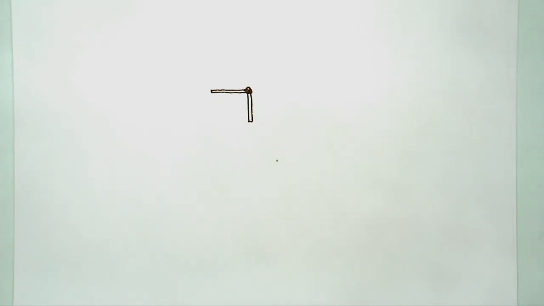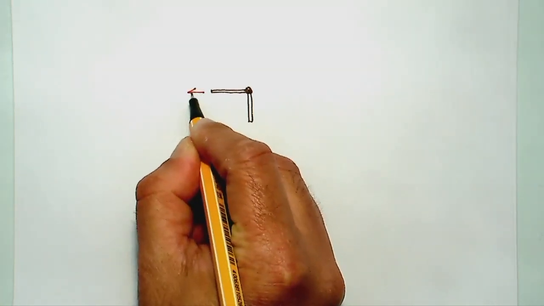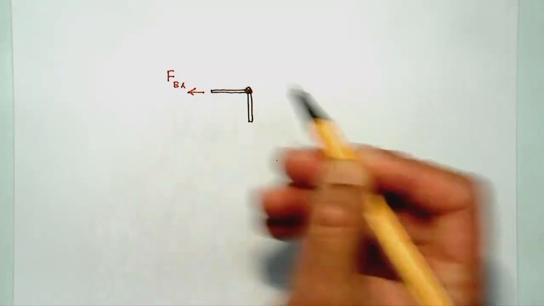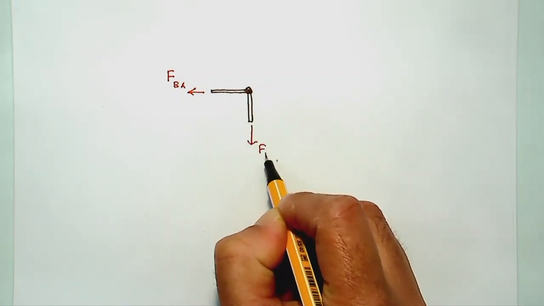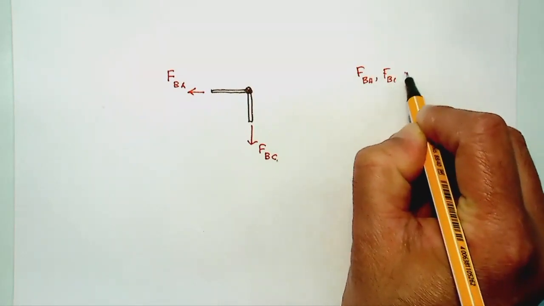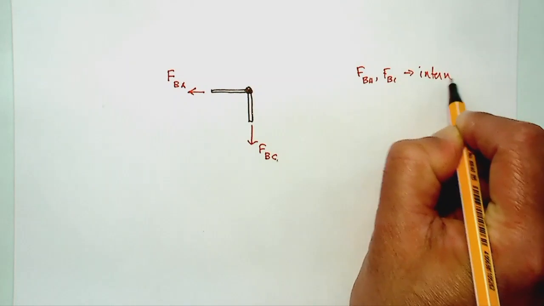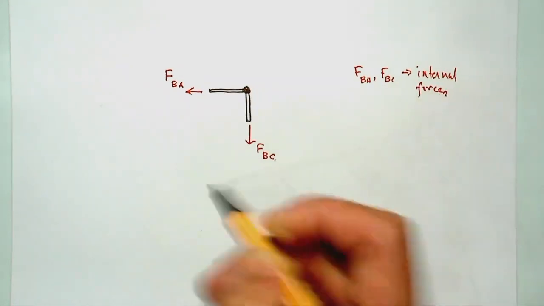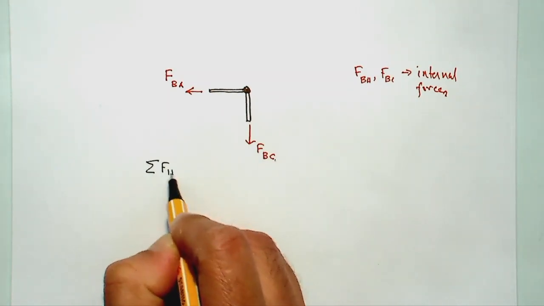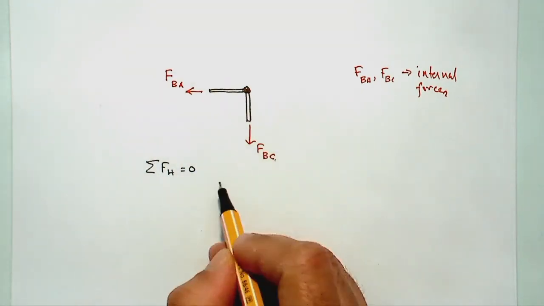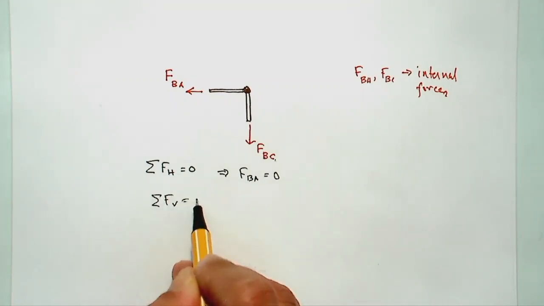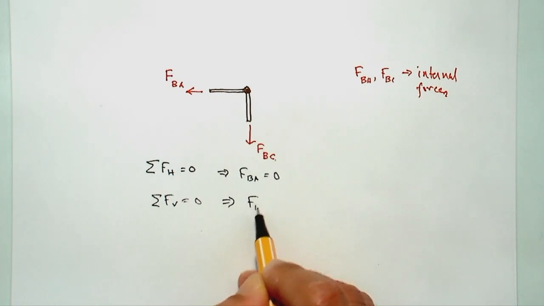As soon as I have made that virtual cut, I have to put two forces there. So let's say these are the internal forces. Let's say force F_BA, from B to A, and this is the force F_BC, from B to C. So these two are internal forces. Now if I do the equilibrium of these two forces, summation of horizontal forces zero, these are the only two forces, so this will quickly give me F_BA equal to zero. And if I do summation of vertical forces zero, that will give me F_BC equal to zero.